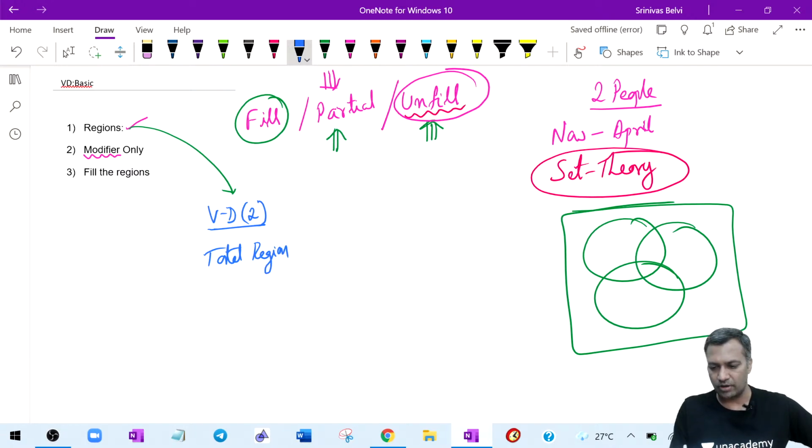What is the total number of regions? Total number of regions will be 2 power 2, which is nothing but 4. There will be 4 regions. What are those particular regions? There will be regions of 0, which means regions of none. There will be several regions of 1, and there will be several regions of 2.